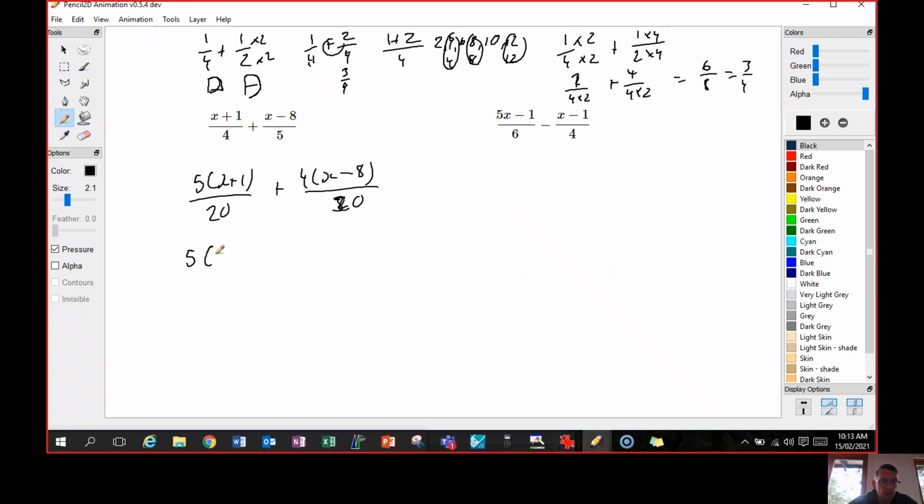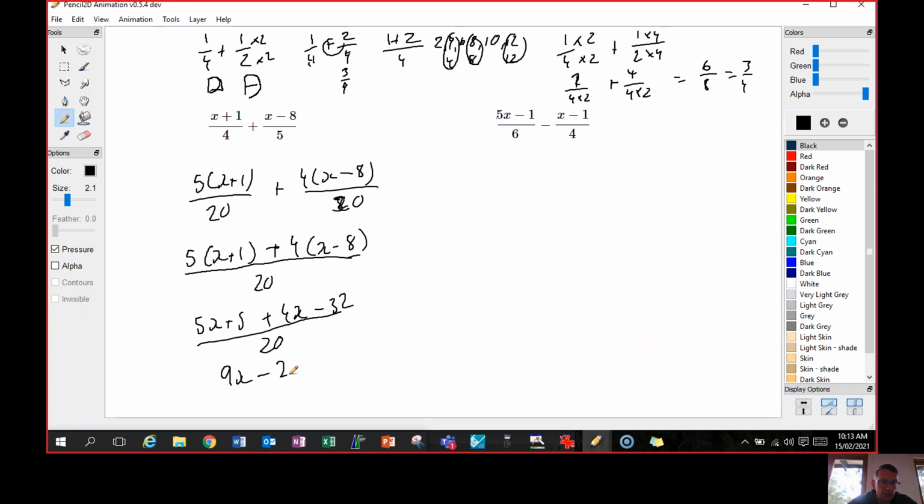So I'm going to have 5 lots of x plus 1 plus, because these are the same denominator now, you can join them. So it's all going to be on 20, and this sign carries through, 4 lots of x minus 8. Okay, now I can expand these. So it's going to be 5x plus 5 plus 4x minus 32, all on 20. And now I can collect like terms. So it's going to be 9x minus 27 on 20.